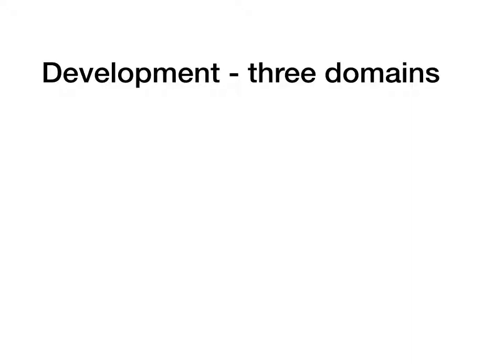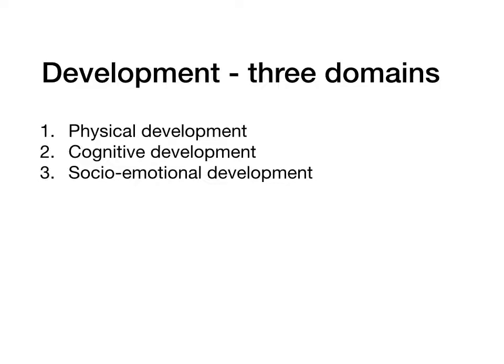What do we mean? By 3 domains of development, we mean that development can be categorized into 3 different aspects. So when we talk about development, we are talking about 3 different aspects which develop simultaneously within an individual. The first domain is the physical development. Second domain is cognitive development, and the third domain is socio-emotional development.